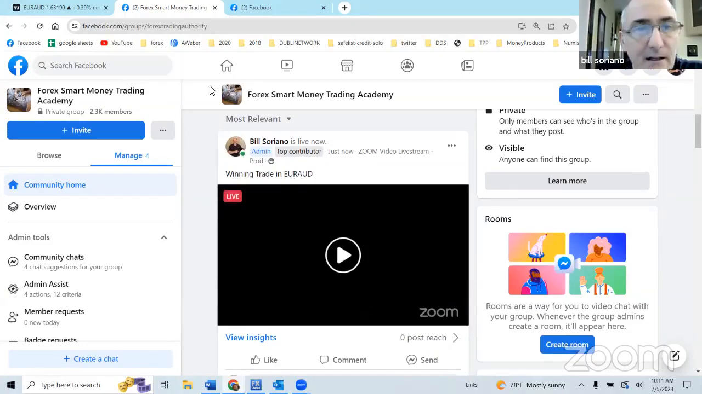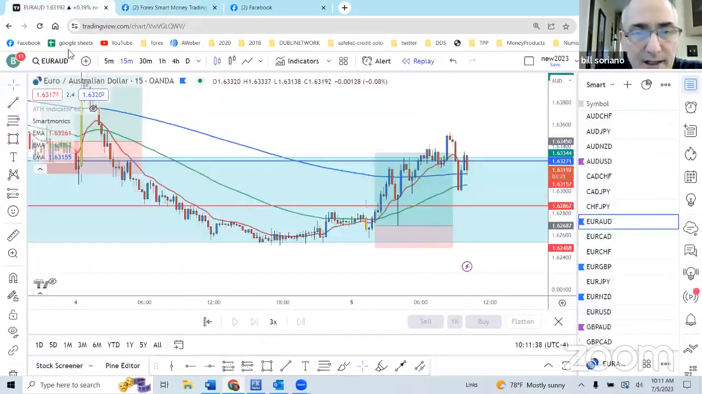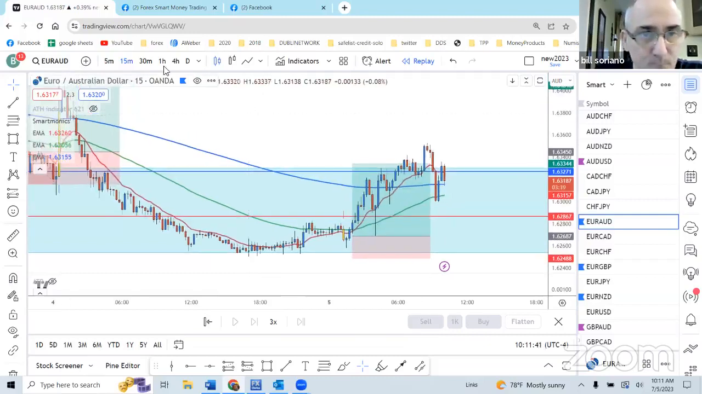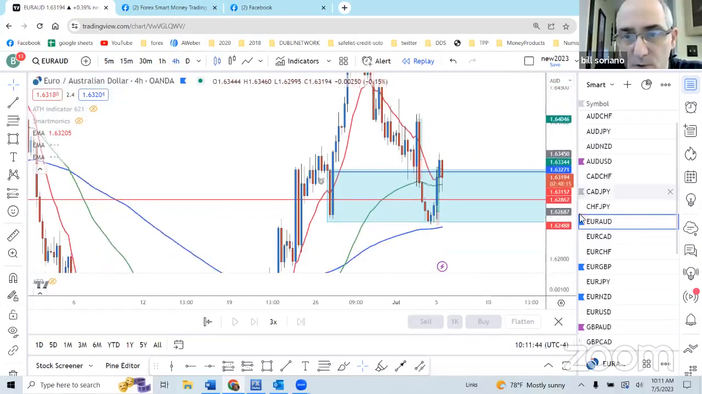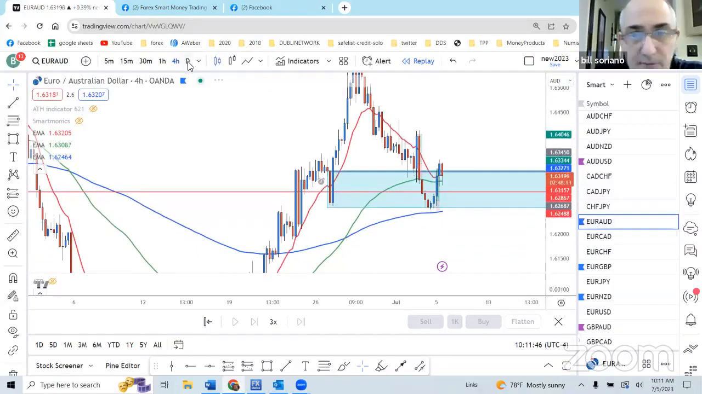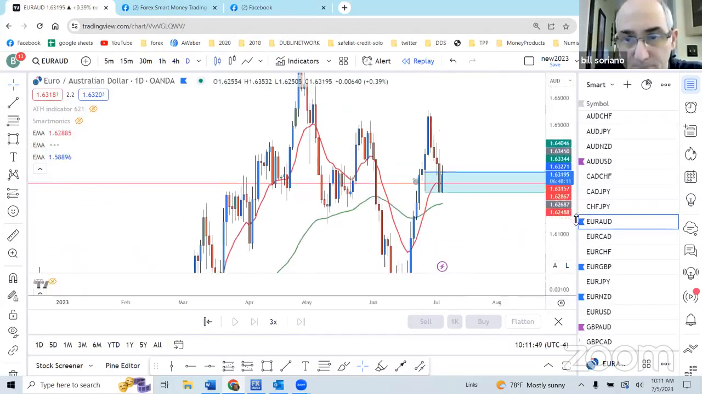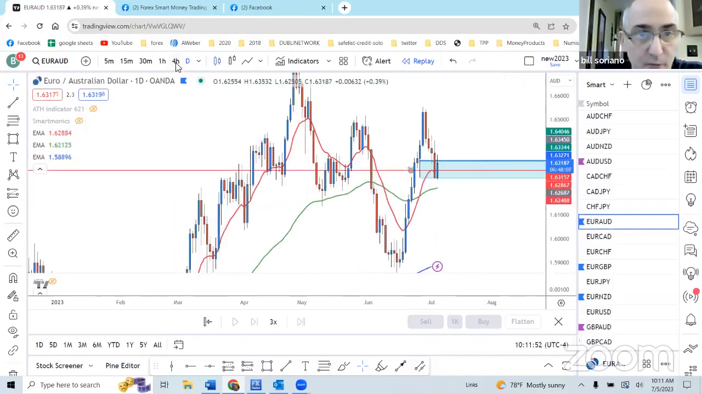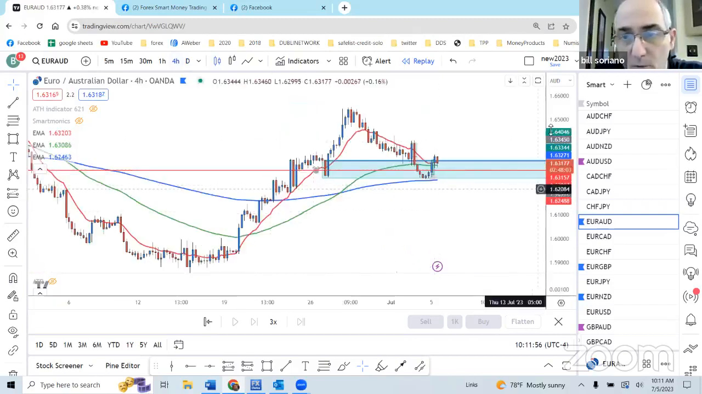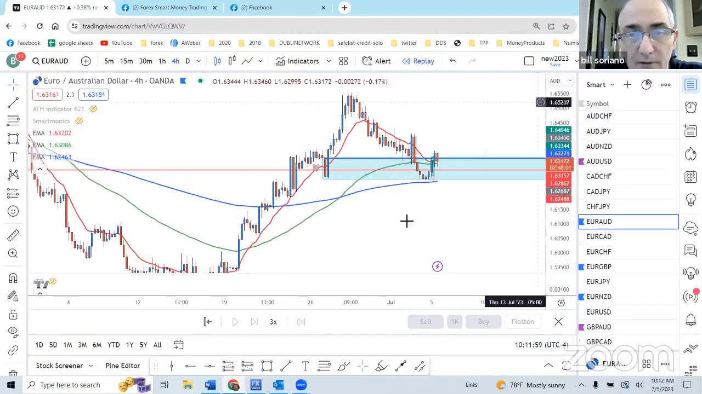So this is a trade in EURAUD. So again, we're looking at the daily trend, right? So we're going with the daily trend. And if we look at the daily trend here, we see that the daily trend is bullish. So we're using the daily to determine the trend bias. Then on the 4-hour, we're marking up our order block with that trend bias.